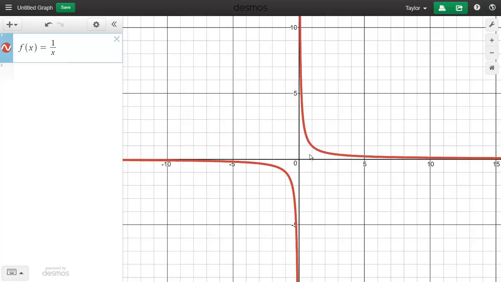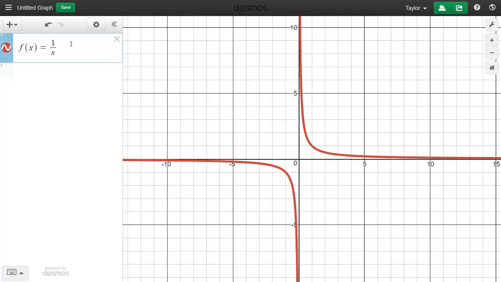For instance, we can't say f of 0 equals 1 and that bridges this gap right here. We can't say f of 0 equals 5 and somehow fix this gap right here. Since that's the case, we say there is a non-removable discontinuity at x equals 0. And this non-removable discontinuity happens to be a vertical asymptote at x equals 0. Again, non-removable discontinuities do not have to be asymptotes, but a lot of times they will be, especially when you're dealing with rational functions.